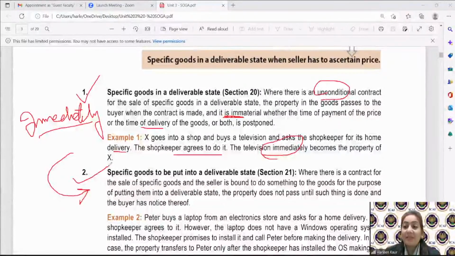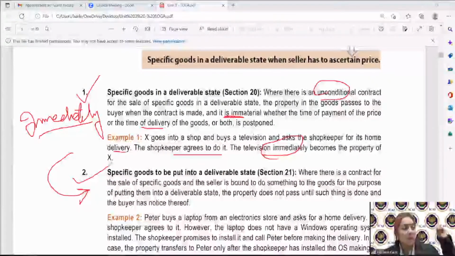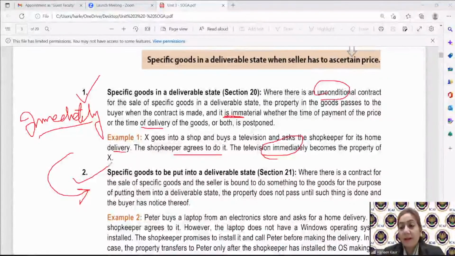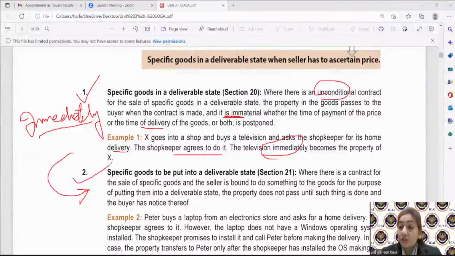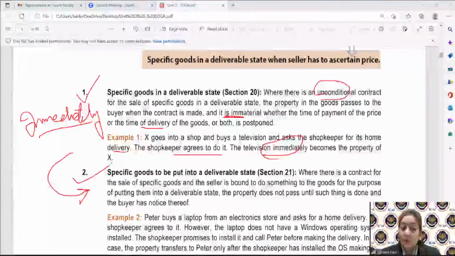Section 20 becomes applicable only and only if the goods are in deliverable state, meaning nothing needs to be done. You pick it up and you give it to the buyer. So all of you will write down under section 20: when the goods are completely in a deliverable state and nothing additional needs to be done by the seller, in that case, the property in the goods passes from the seller to the buyer immediately.